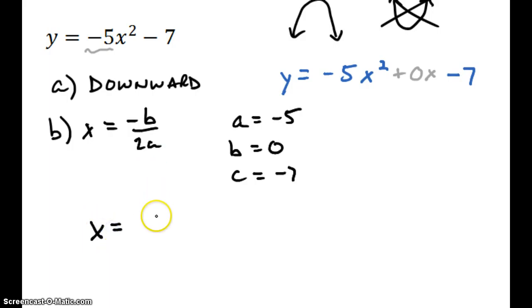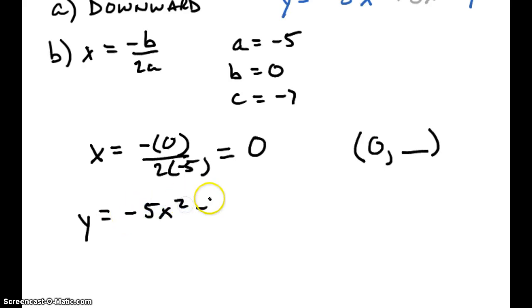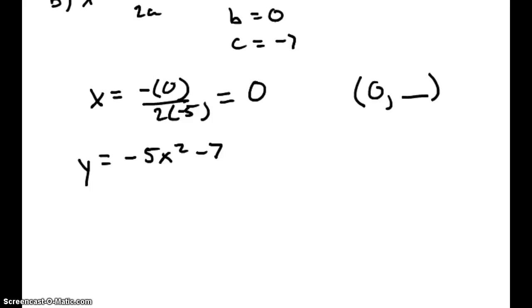X is equal to negative 0 over 2 times negative 5, and 0 divided by anything is 0, which means that my x coordinate is 0. So I have 0 comma something. Now whenever my x is 0, that makes it a lot easier to evaluate the y. I'm going to recopy my original equation. Y is equal to negative 5x squared minus 7. And then I'm going to make the substitution.